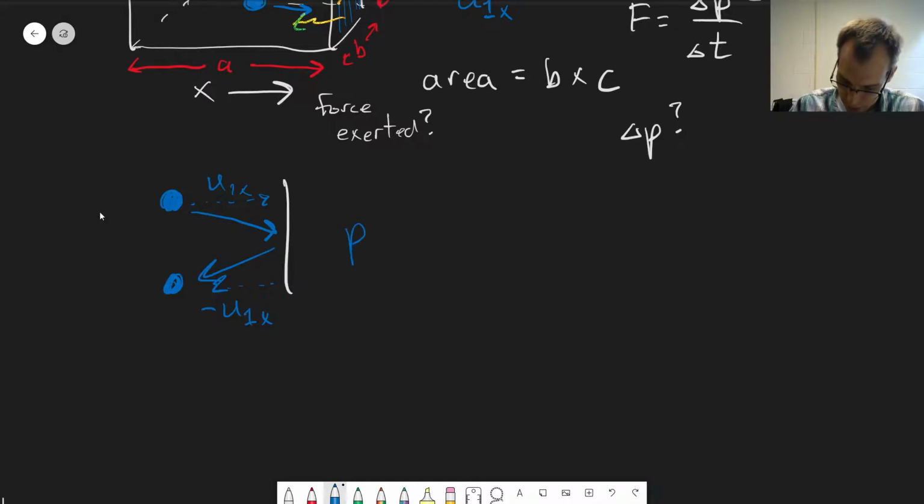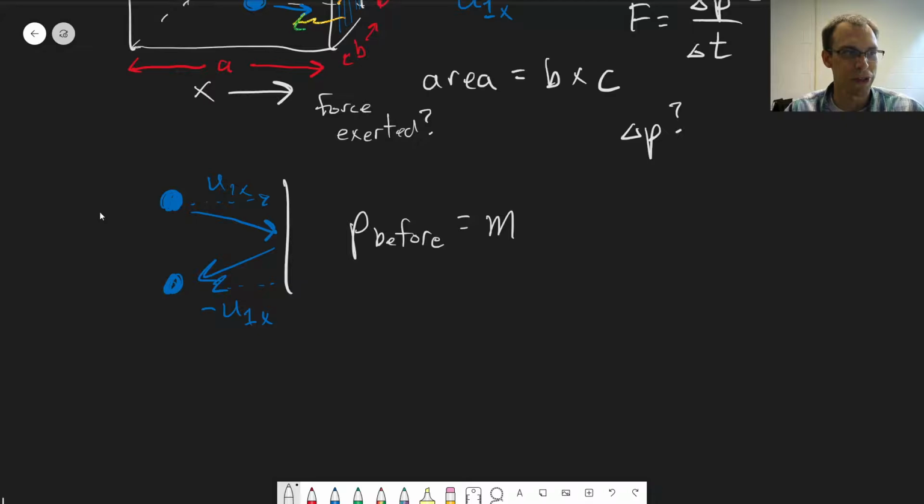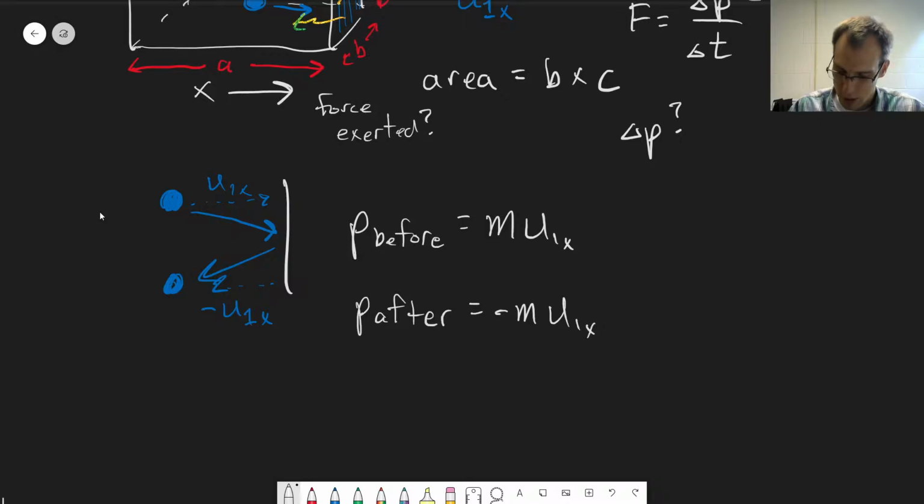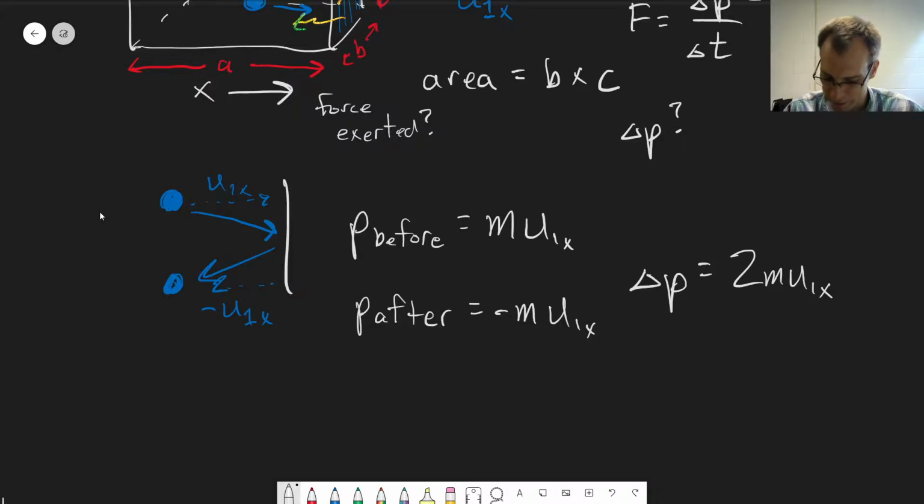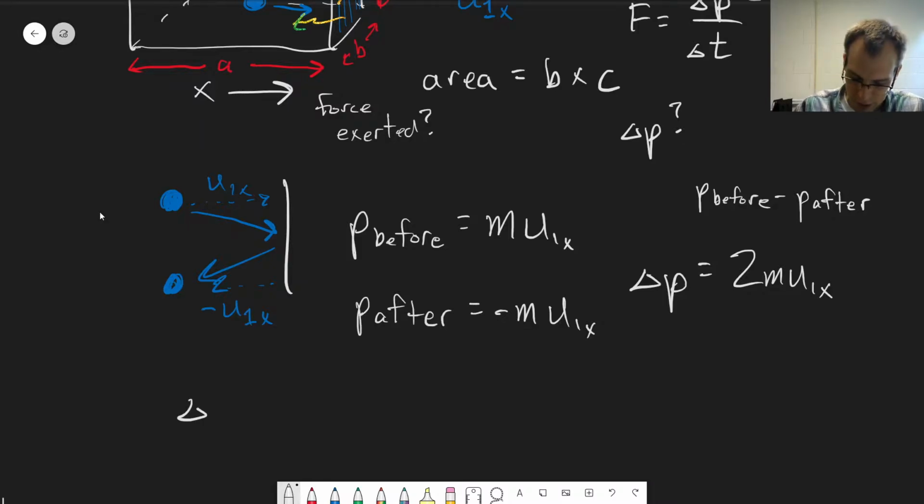So if we think about what's the momentum before, well, it's the mass of particle 1. We'll just call it m. We'll assume we have all the same kind of particles here, times our velocity beforehand. And after it hits the wall, it's just going to be the negative of that. So what is delta p? Well, it'll be 2mu1x, because you just take p before minus p after. And that'll give us 2mu1x.